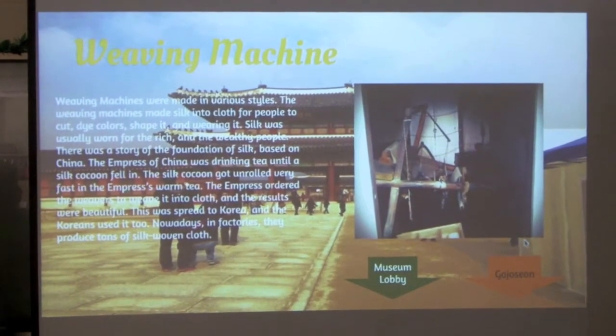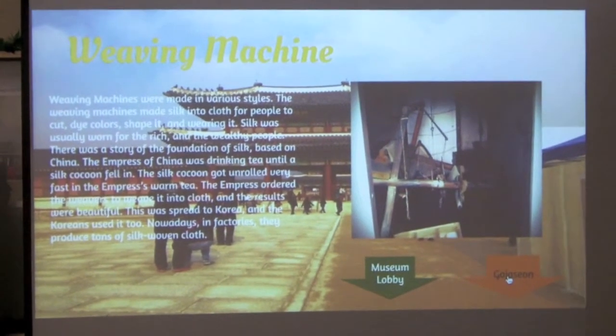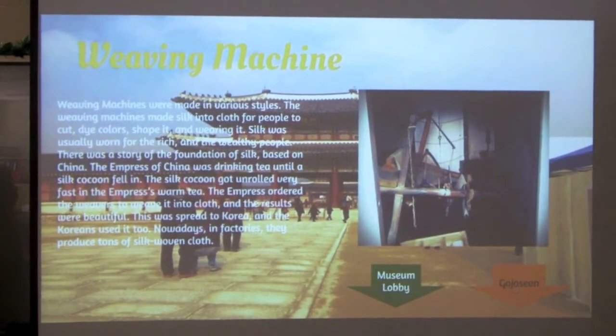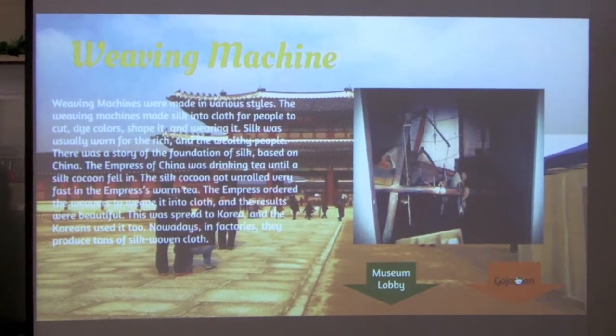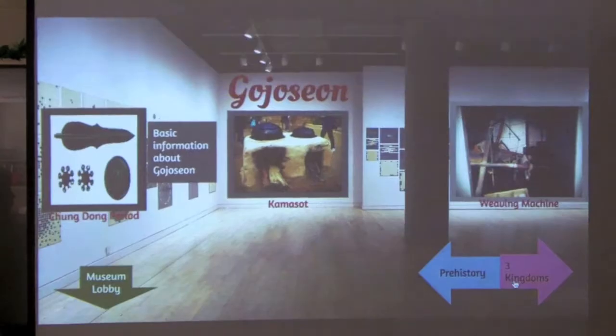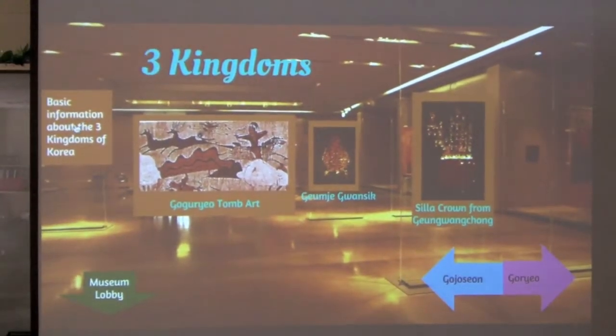This weaving machine was very important because silk was very rare in Korea, and then silk was very warm for people to wear, and it expressed hanbok, which was Korean traditional clothes. So this is about the three kingdoms.